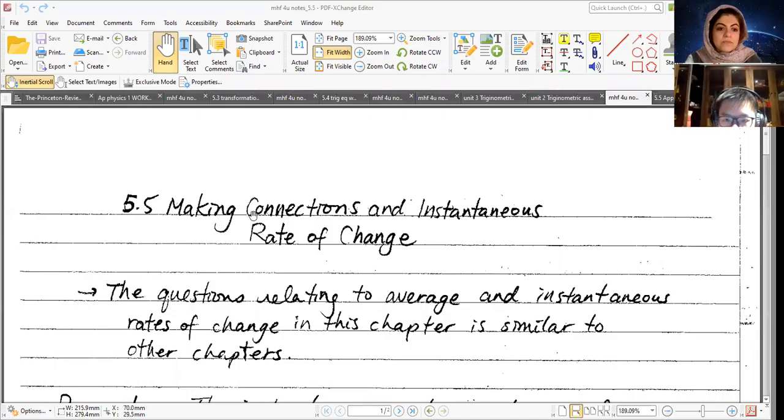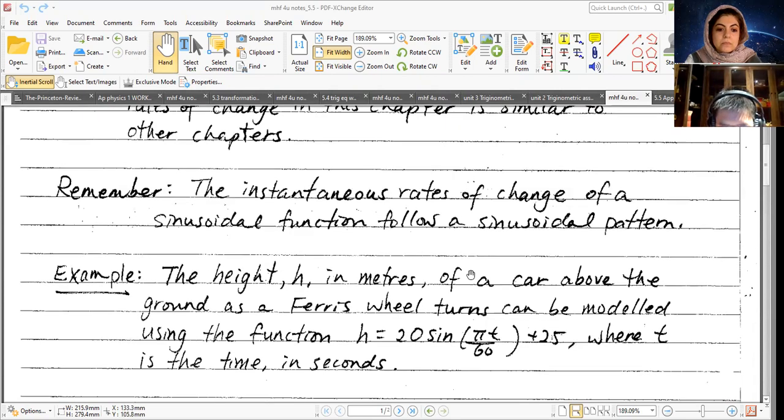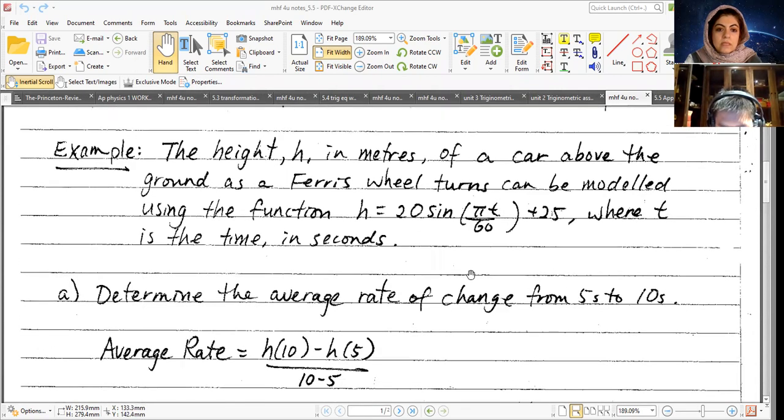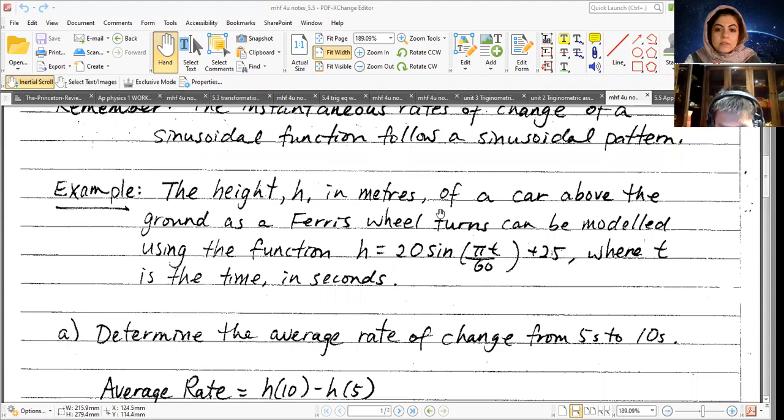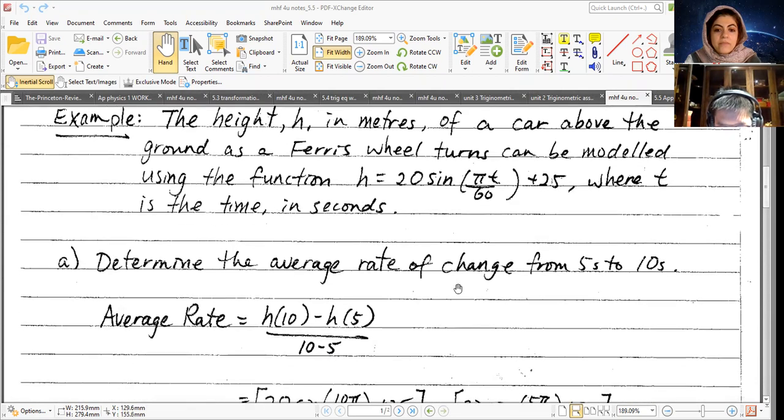Okay, 5.5, making connection and instantaneous rate of change. The height in meters of a car above the ground on the Ferry wheel is given to you, where h is the height and t is the time. So it gives you the height at each time. Determine the average rate of change.